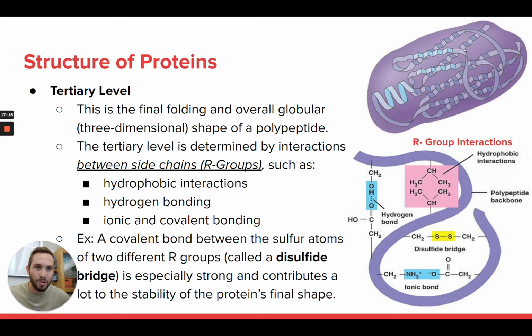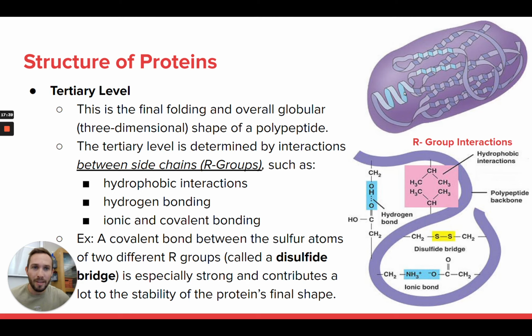Like this guy's going to fold backwards like this, and then loop around like this, and then fold this way, and then this guy's going to fold back that way. That final folding that's taking place, that's the tertiary level of a protein structure. The reason it's folding into this specific shape is because of interactions between the side chains, which are these R groups.